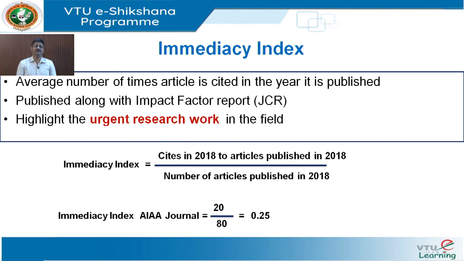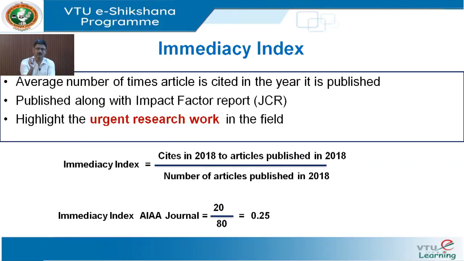The other metric is the immediacy index. The immediacy index is used to know the currency of the research topic you have taken. It's the average number of times an article is cited in the same year itself. For example, you have published, and this immediacy index is also published along with your JCR report, as we can see, and it highlights the urgent research work in the field.